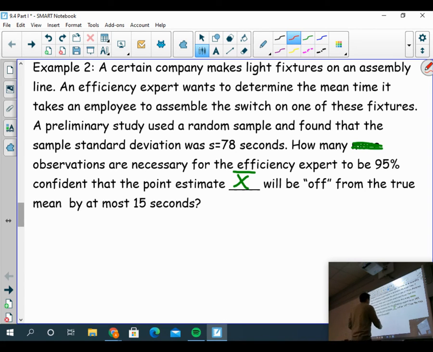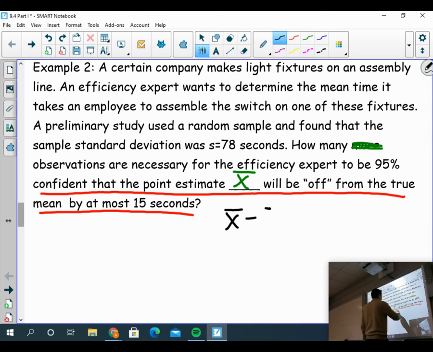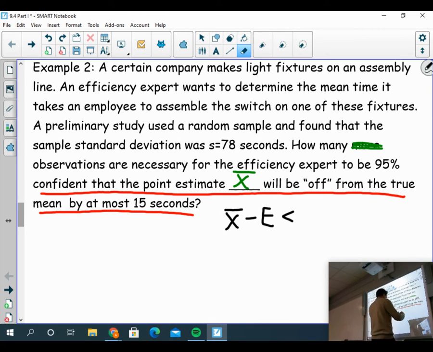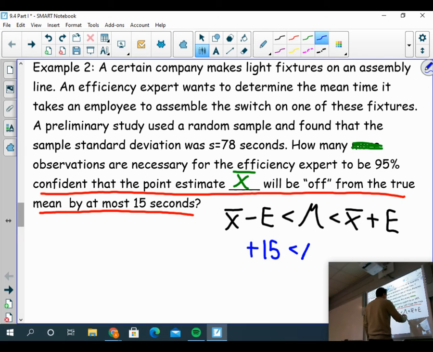Now, this last sentence might seem confusing to you, but all we're saying here is we want to produce a 95% confidence level, or a 95% confidence interval. We know confidence intervals have this form. We're trying to estimate the population mean. We can't find it exactly, so we come up with an interval that we are 95% confident in. What this is saying is they don't want this error to be more than 15 seconds.